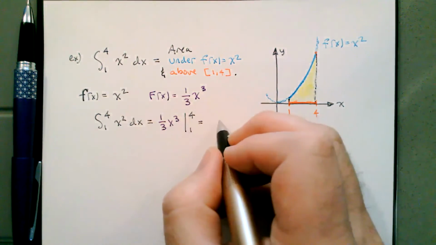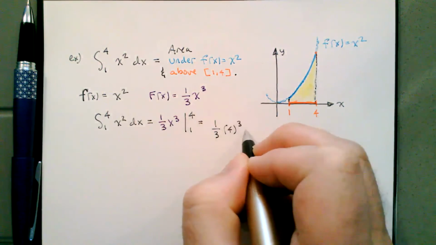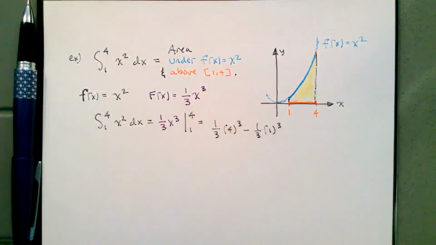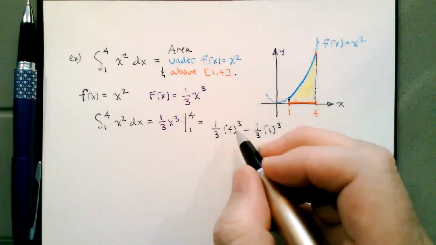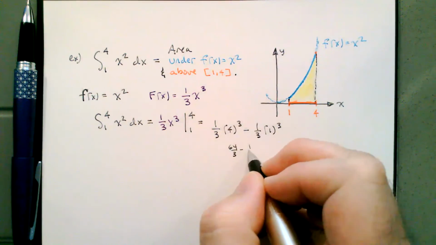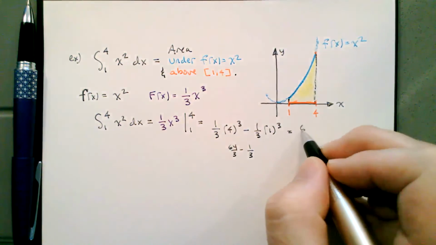So I plug in the 4, and I plug in the 1, and we subtract. So 4 cubed is 64, 1 cubed is 1, so I get 63 over 3.